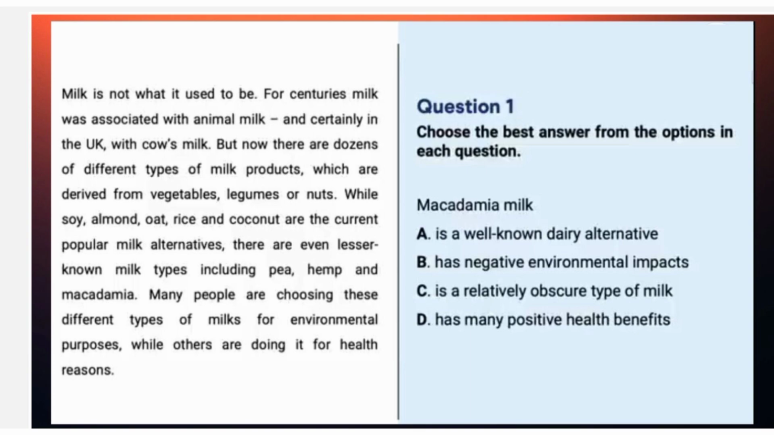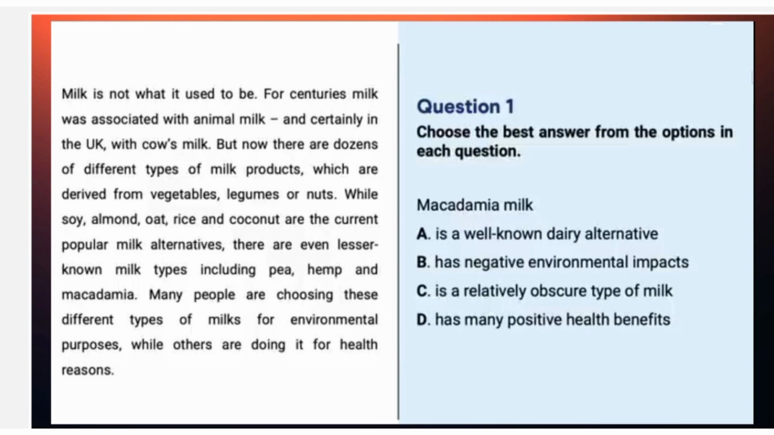Here as you can see there is a question. It's a multiple choice question, and we have to find the best answer from the given options. The question given is macadamia milk, and our keyword in the question is macadamia. So here first we will underline macadamia in the question, and then we will search for this word macadamia in our passage which is given here.